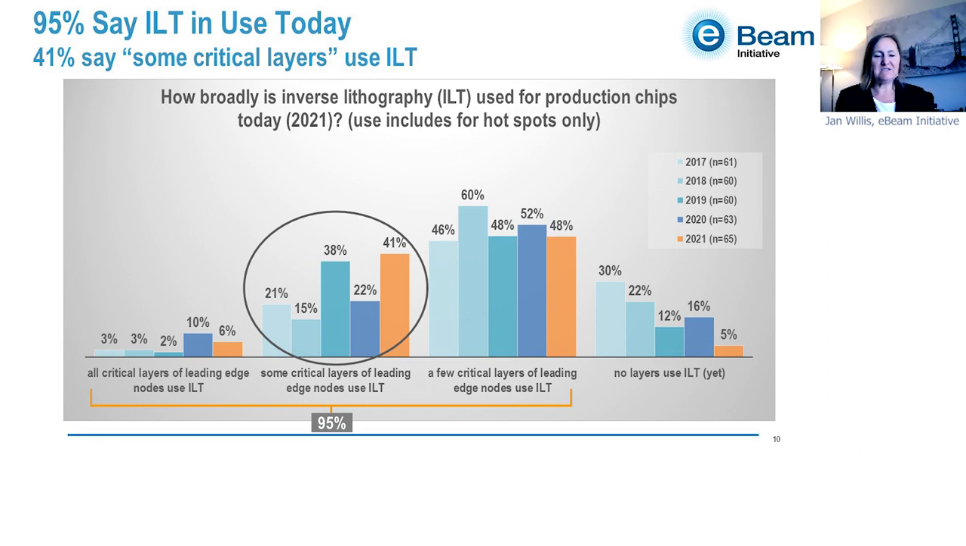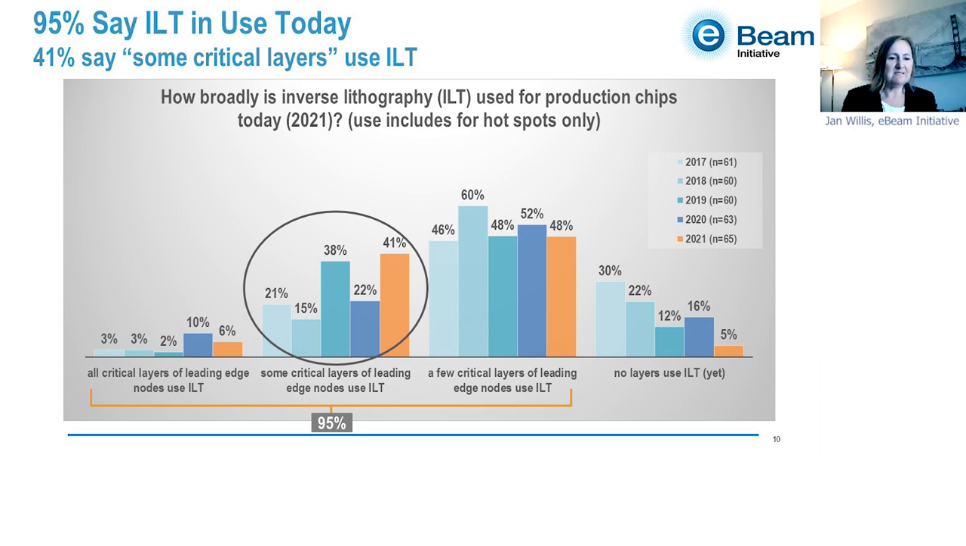Now let's turn to a question that we've asked over the last 5 years, and we can compare the results. This year we found that 95% say ILT is in use today, compared to 84% who said that last year. Now let's look at some of the details you can see in the chart. First, on the far right, only 5% indicated that no layers use ILT this year.